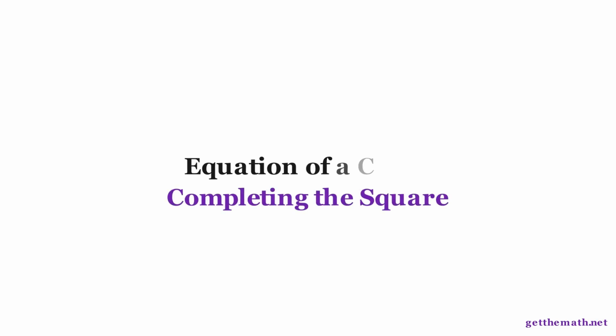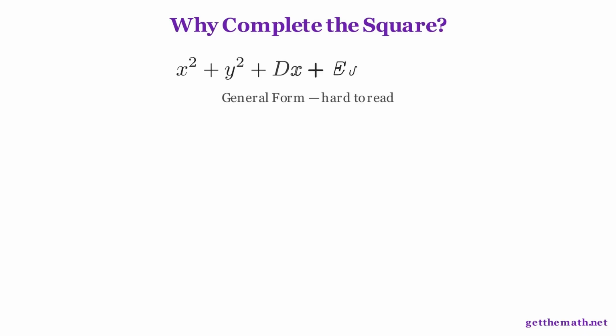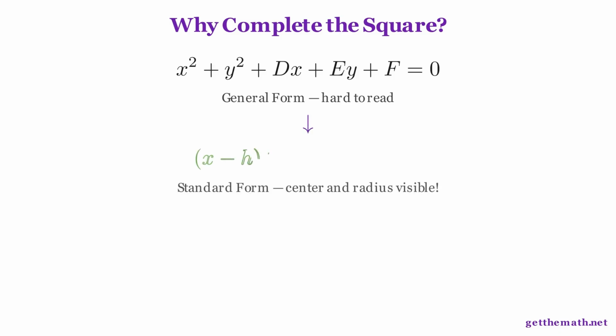In this lesson, we are going to learn how to convert the equation of a circle from general form into standard form. And we do that using a technique called completing the square. Here is the problem. Sometimes a circle equation is written in general form. It looks like x squared plus y squared plus dx plus ey plus f equals 0.